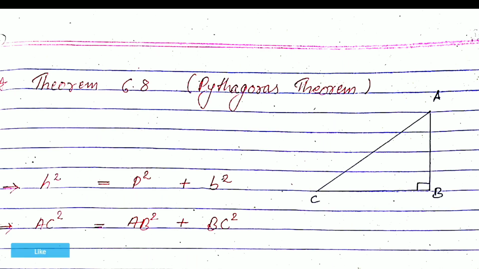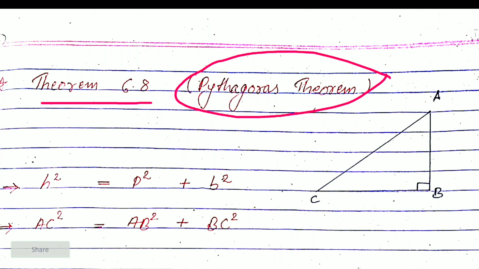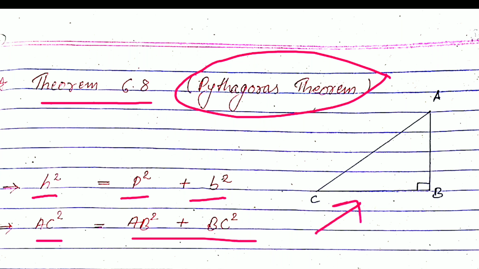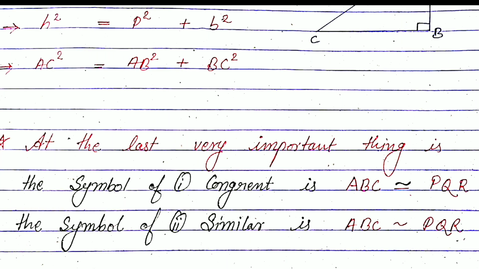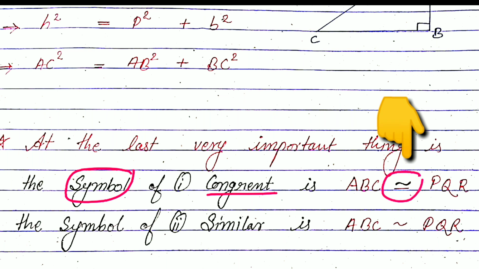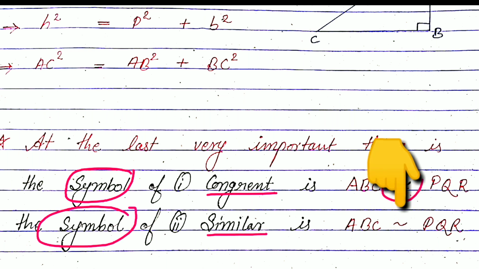Let's see the next theorem, that is 6.8, also called the Pythagoras theorem. As you know, the Pythagoras theorem is h squared equals p squared plus b squared, that is AC squared equals AB squared plus BC squared according to the figure. Okay. At last I want to tell you the symbol of congruent, that is this one, and the symbol of similar, that is this one.